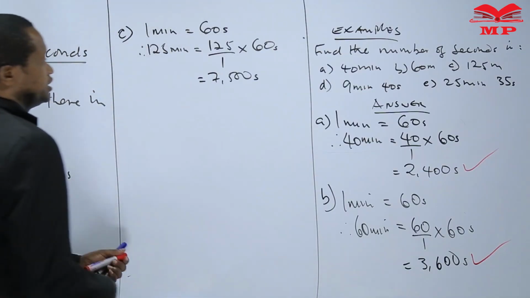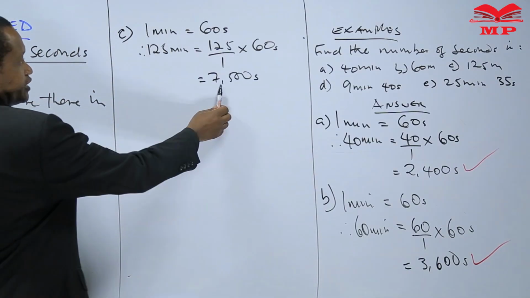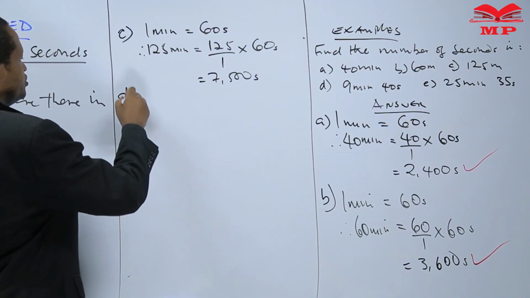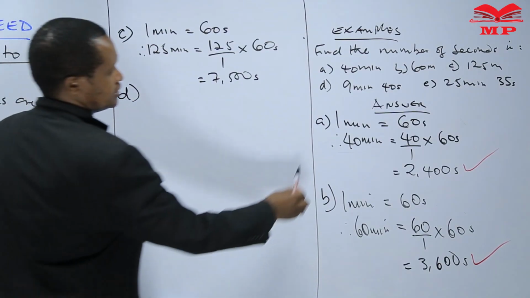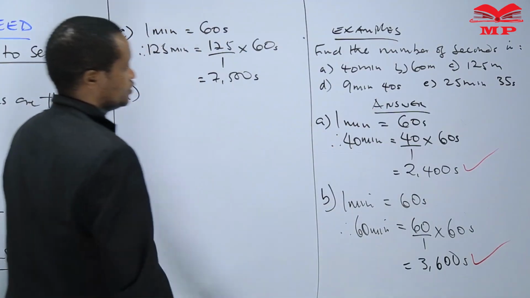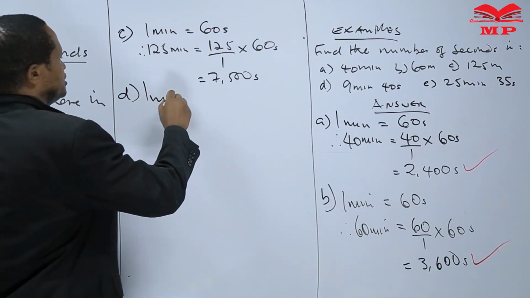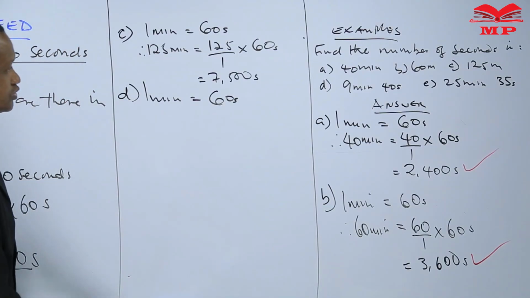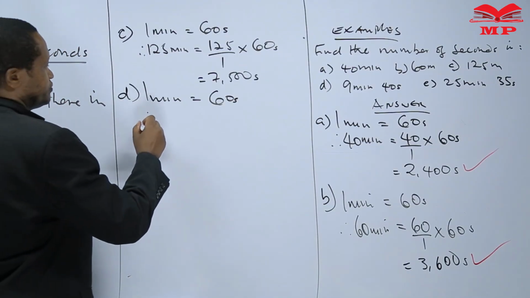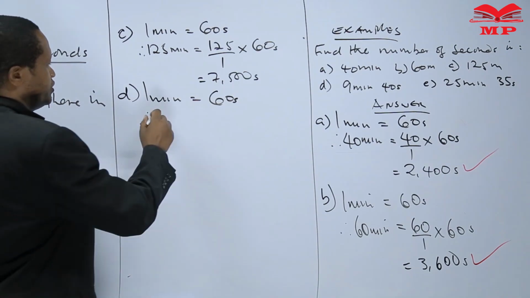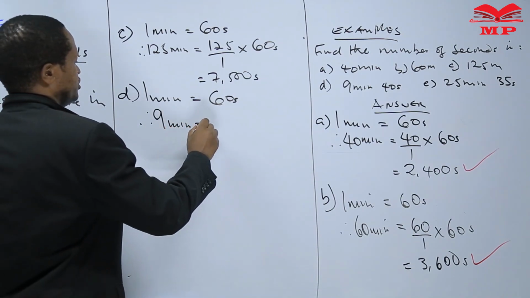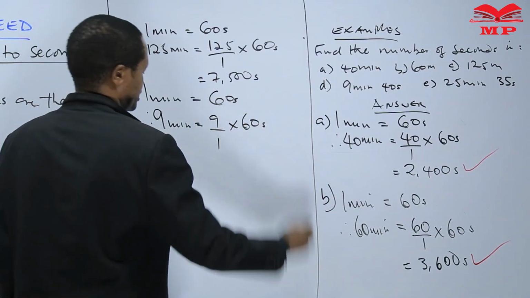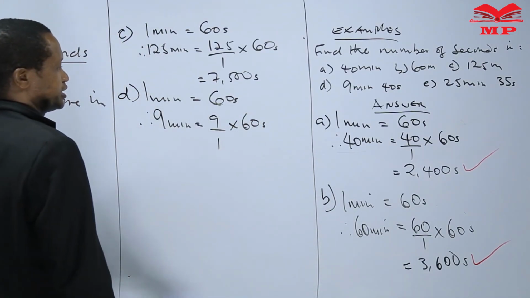125 times 60 over 1 is equal to 7,500 seconds. Then let's do D. 9 minutes 40 seconds. 1 minute is equal to 60 seconds. Therefore 9 minutes will be equal to 9 over 1 times 60 seconds.